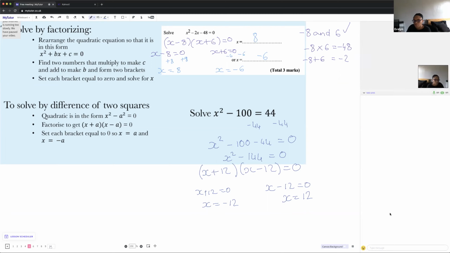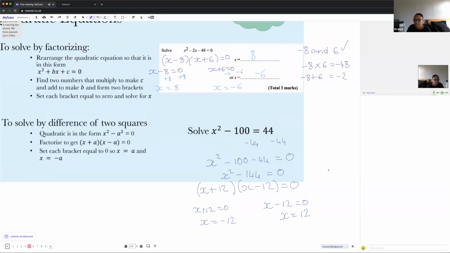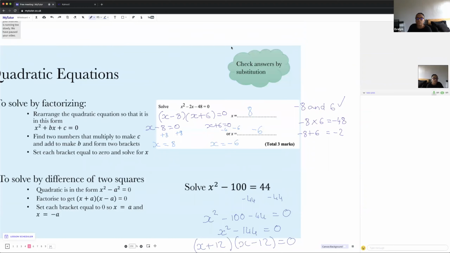Someone asks, could you not do minus 6 and plus 8, or does it have to be plus 6 and minus 8? Well, if you check it, just to show you, if we had minus 6 and 8, minus 6 times 8 does equal minus 48, but minus 6 plus 8 gives you a positive 2, not a negative 2, and we need a negative 2. So it can't be minus 6 and 8.